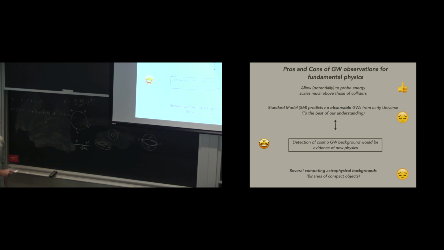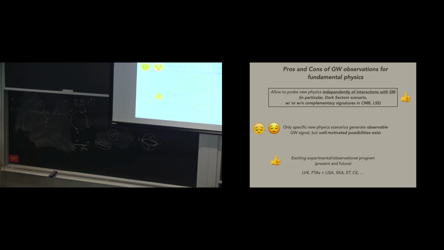Of course, there are several competing astrophysical backgrounds, and that's what makes it particularly challenging to actually claim a detection of a cosmological background, at least in the observatories that we have that are currently active. Those backgrounds are given by binaries of compact objects. I will show later on a bit of the details of this.